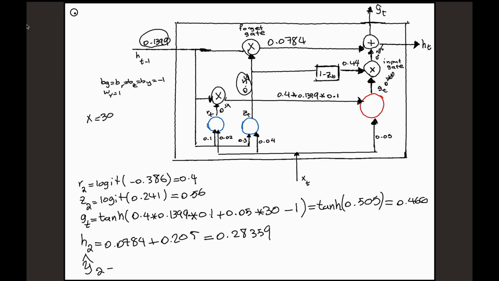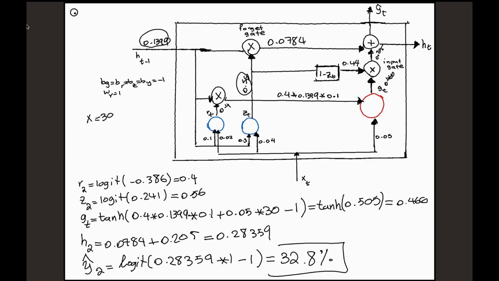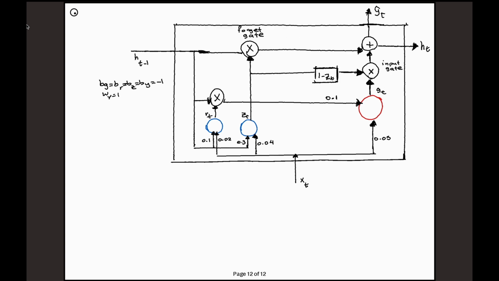And y hat 2 would be simply the logit function of what gets inputted into it, which is 0.28359 times 1 minus 1. So it's going to give you 32.8%. The probability has gone up a little from the previous case. And now we need to just repeat it for x3 equal to 100, because on this quarter we are very interested, things were 100, but what we carried was 0.2835 from it. I just write down the end result.